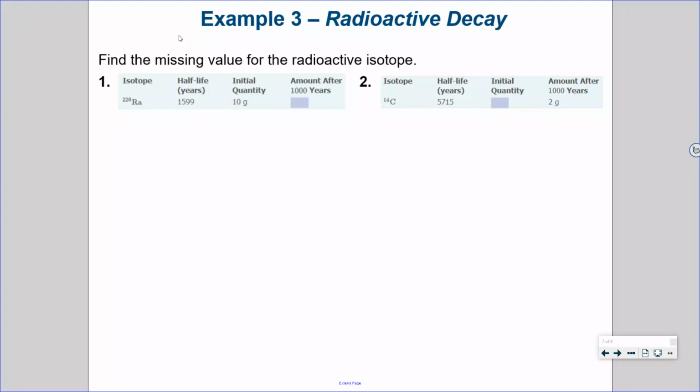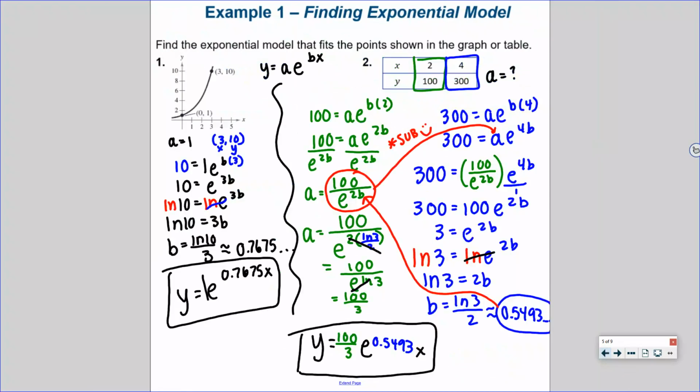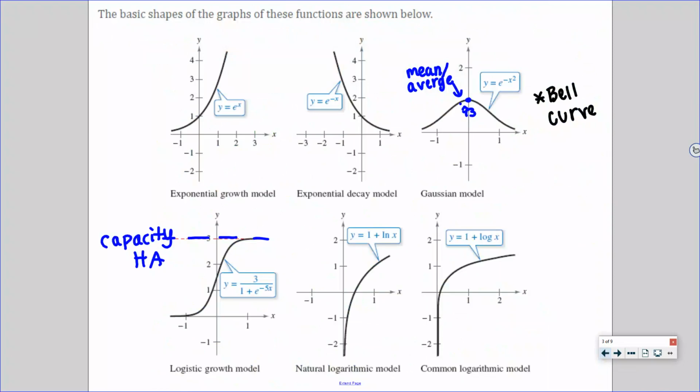Okay. We left off at example 3. Get our notes out and let's go. We were talking about basically models of real life. Exponential growth and decay is what we're mostly working with. We'll do a couple of logistic growth today, and then we'll look at one on our graphing calculator of a bell curve example.